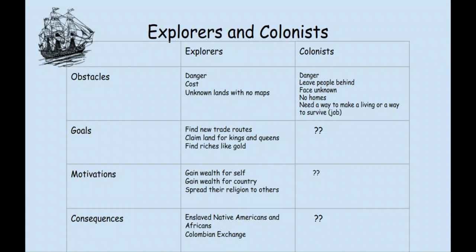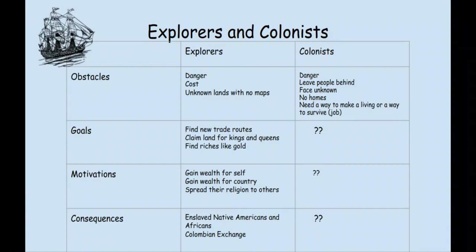To begin, we know some of the obstacles the explorers faced, and we can imagine the colonists faced most of these as well as others because they were leaving everything they knew behind. We also know that the goals of the explorers included finding new trade routes. Do you think this was also a goal for the colonists? Probably not. While explorers wanted to claim land for the kings or queens from home, colonists did not have that as a goal. However, it is possible the colonists would have had the same goal of finding riches like gold.